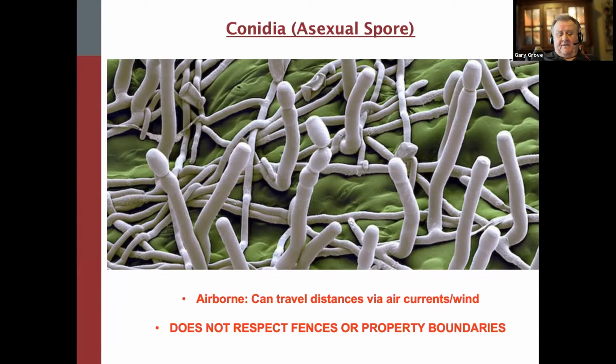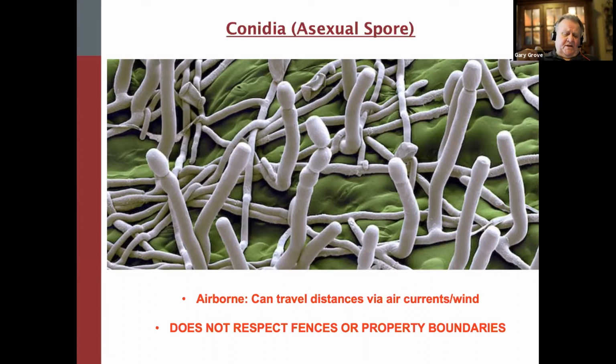Now, in terms of distance, you can get significant travel. Say you have a severely infested cherry orchard, you'll have a significant amount of conidia that are dispersed over a horizontal distance of between 100 and 200 yards from there.